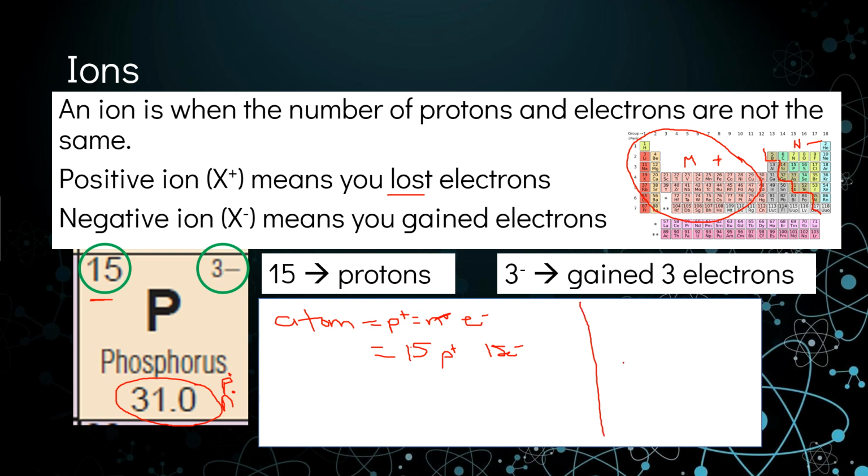If, for example, it's an ion, my protons do not equal my electrons. What ends up happening is if I start with 15 electrons, because in an atom they're equal, it's telling me that I'm gaining 3, so I need to add 3 electrons to that. That means that overall, I'm going to have 18 electrons in my ion.